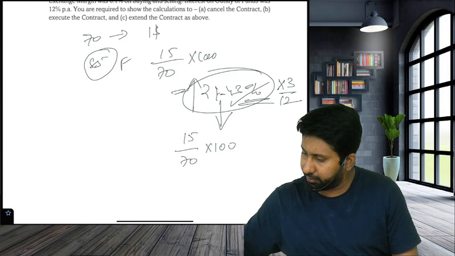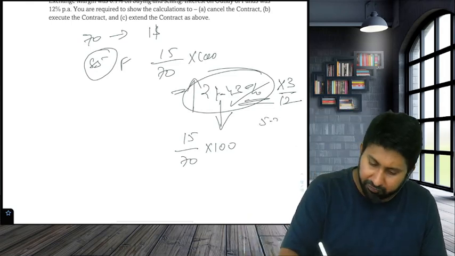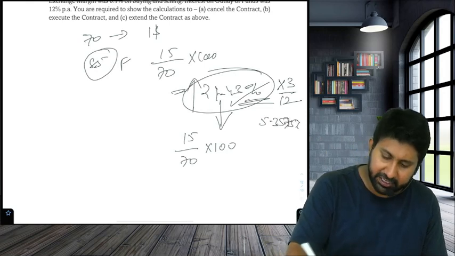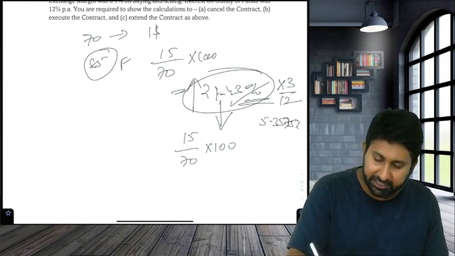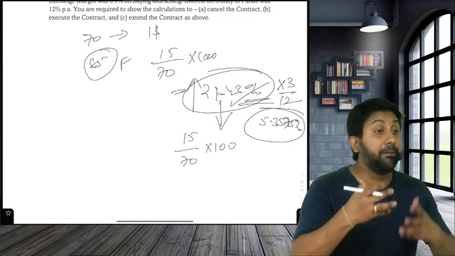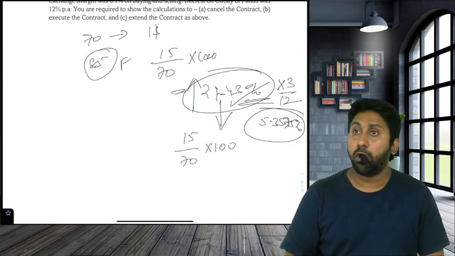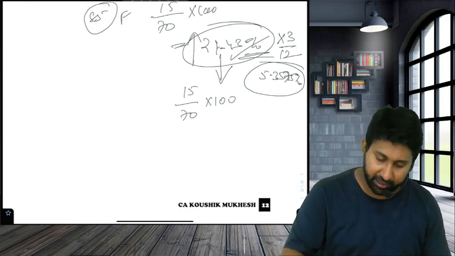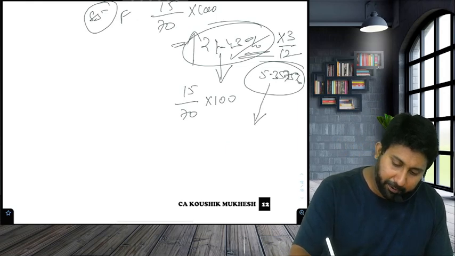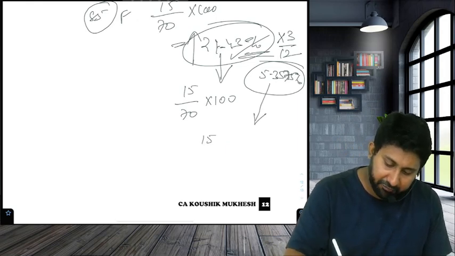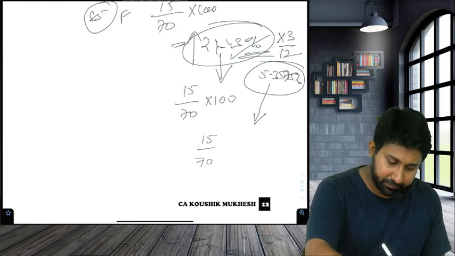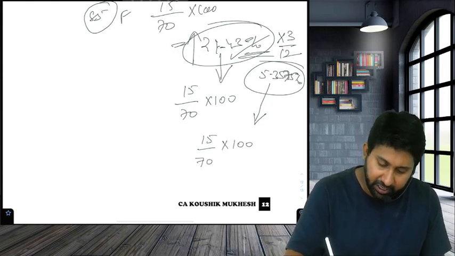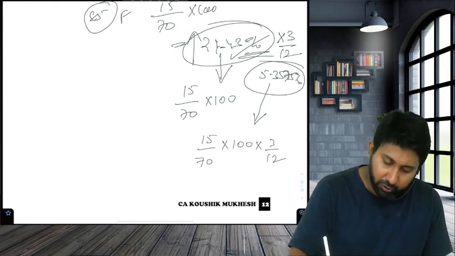21.43 into 3 divided by 12. 5.3575%. This is called the holding period return. Okay, so now how did the 5.3575 come? 15 by 70 into 100 into 3 by 12.